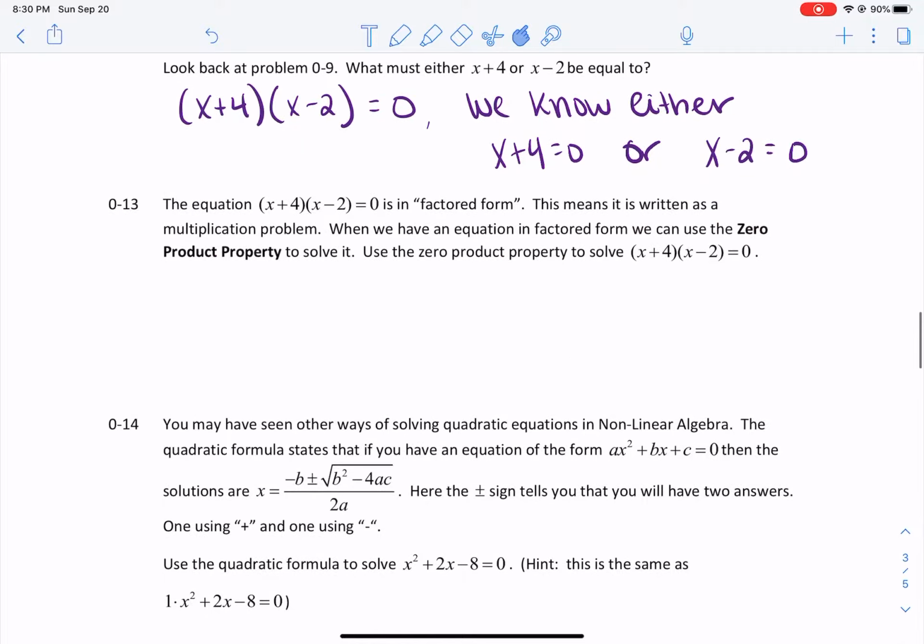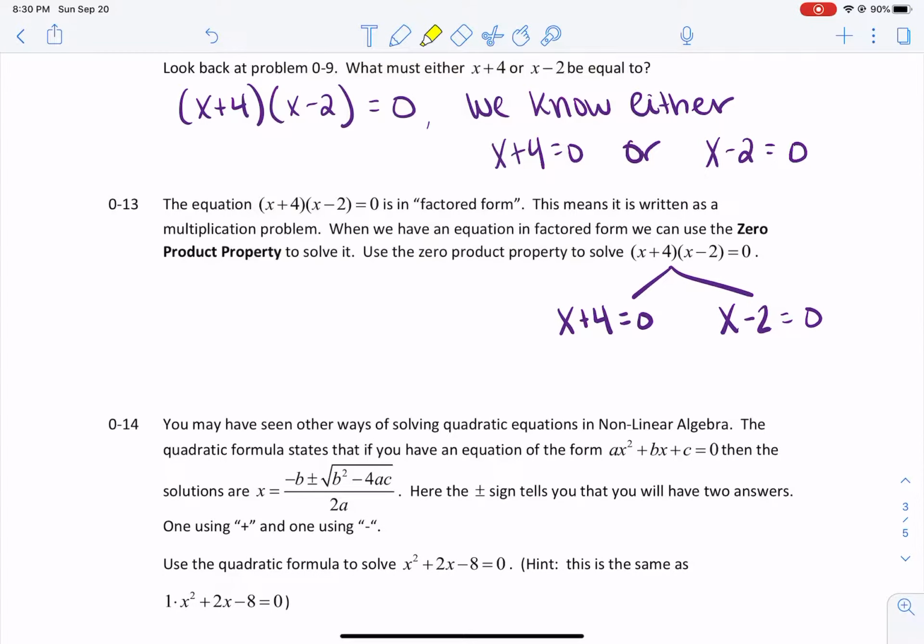So for O-13, it says the equation (x + 4)(x - 2) = 0 is in factored form. This means it is written as a multiplication problem. When we have an equation in factored form, we can use the zero product property to solve it. Okay, so it's basically what I just set up here. So we want to solve in factored form (x + 4)(x - 2) = 0. So what we do is we're going to split them up. So I'm going to take just this x + 4 part and set that equal to 0. Then I'm going to take just the x - 2 part and set that equal to 0.